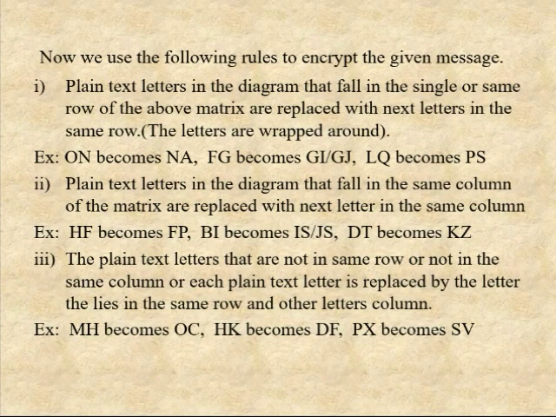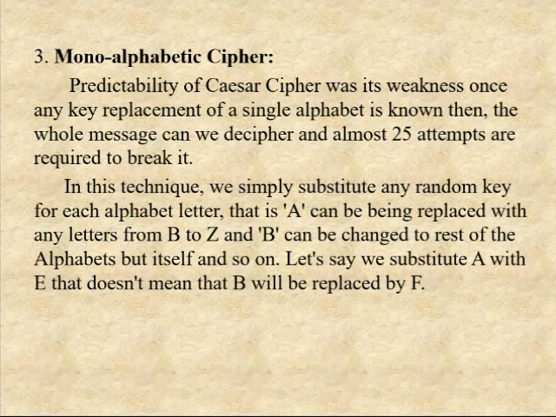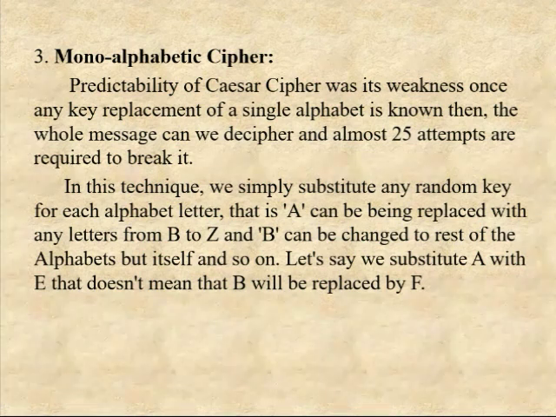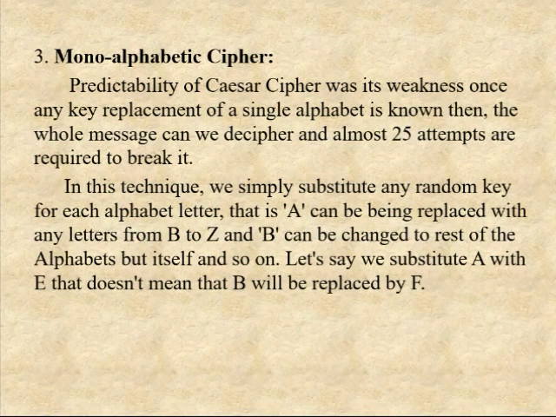And then the next type is the monoalphabetic cipher. The predictability of the Caesar cipher was its weakness. Once the key replacement of a single alphabet letter is known, the whole message can be deciphered, and at most 25 attempts are required to break it. This is the weakness of the Caesar cipher.